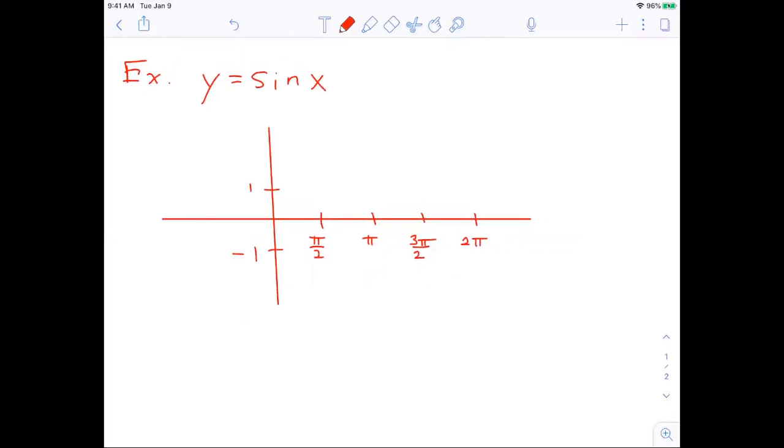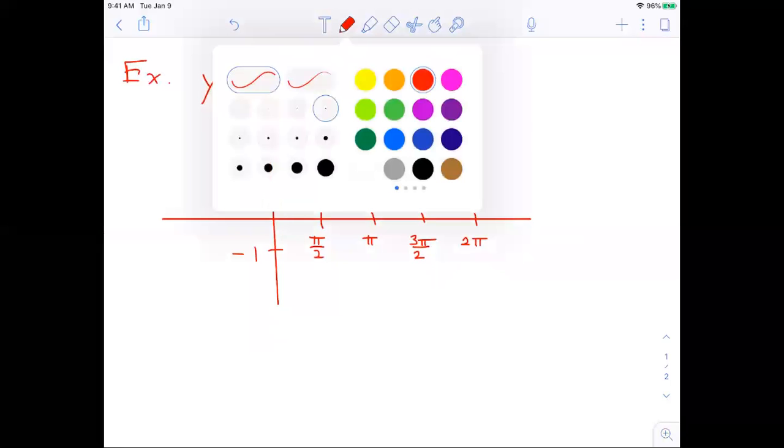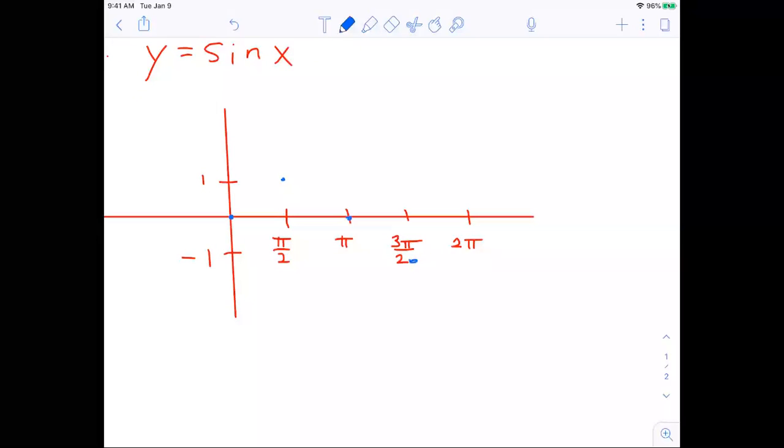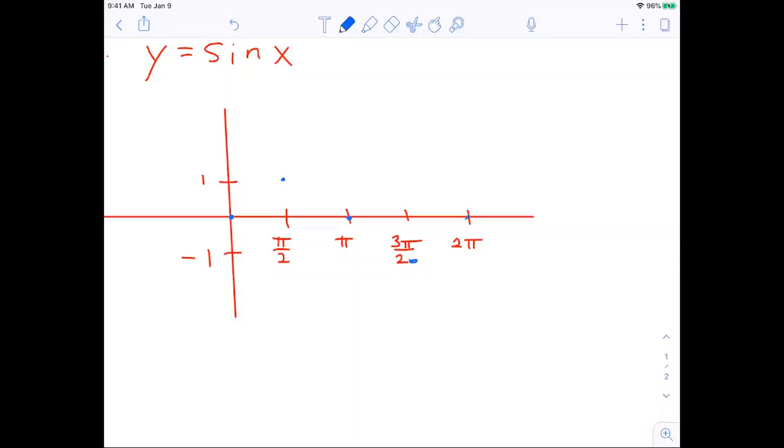Now, the sine graph looks like this. I'll draw it in blue. I know that the sine of 0 is 0, so I'm going to put a dot there. And I know that the sine of pi over 2 is equal to 1. So I'm just giving things that I'm going to use as guidelines. The sine of pi is 0, so I put a dot at pi and then 0. The sine of 3 pi over 2 is -1, and the sine of 2 pi is 0 again. So one part of a sine graph looks like this.